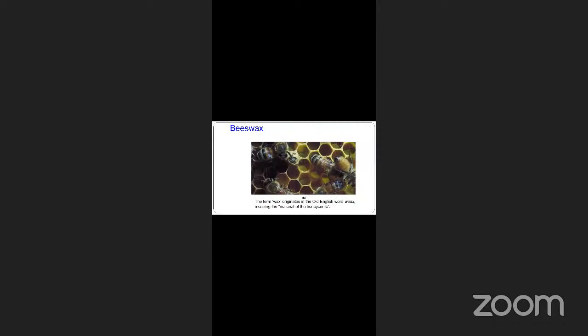So the name wax has come from beeswax. The honey bees, when they collect honey, also produce wax. The original word is weks, meaning the origin, and from weks, wax has come. It is the material of the honeycomb.